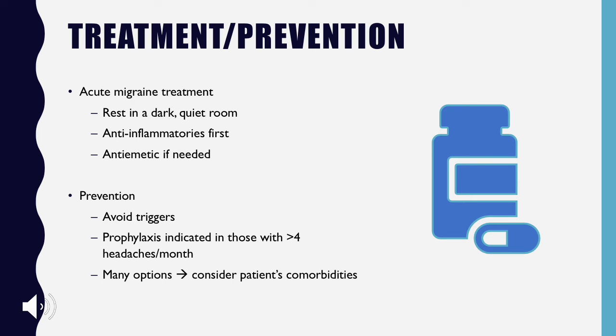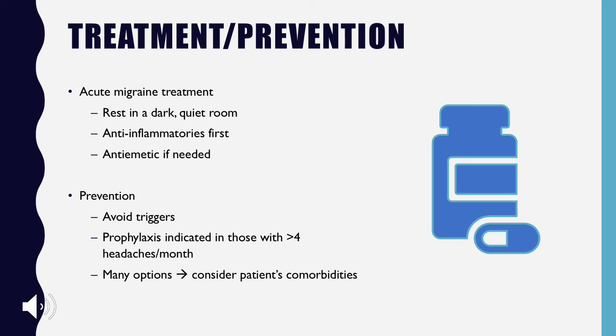Now let's go over treatment and prevention of a migraine. For treatment of the acute migraine, resting in a dark, quiet room is recommended. NSAIDs or acetaminophen can also be initial treatments for mild to moderate intensity migraines because they can be effective and they are less expensive than migraine-specific choices. If the patient is experiencing nausea and vomiting, adding an antiemetic is appropriate. We'll go over more pharmaceutical options in the next slide.